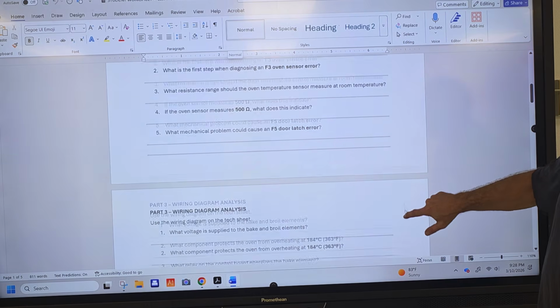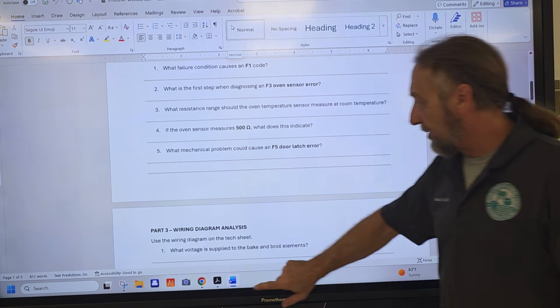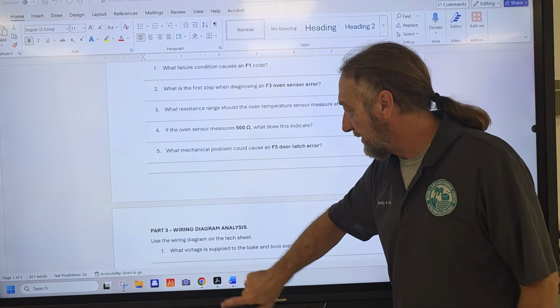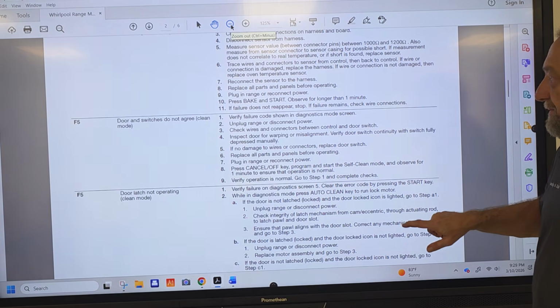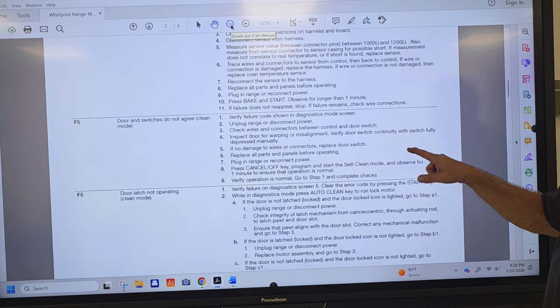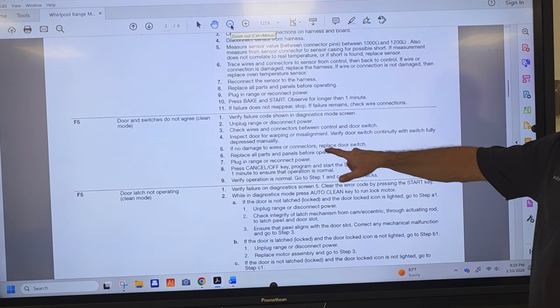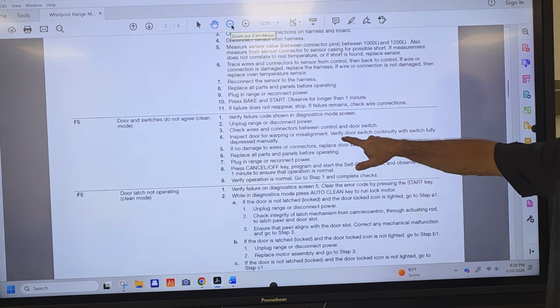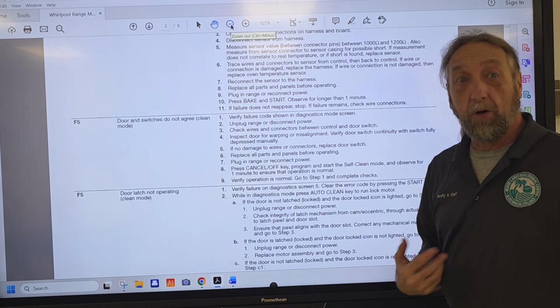Oh, wait a minute. Number 5 said, what mechanical problem? We didn't answer that, did we? The latch. The latch failure. The door and switch do not agree. Got a door switch. Yeah, the latch. We answered it. Warp and misalignment. So the door can be warped.